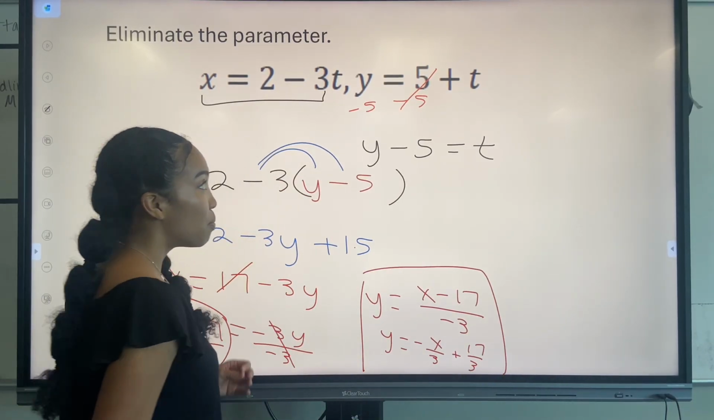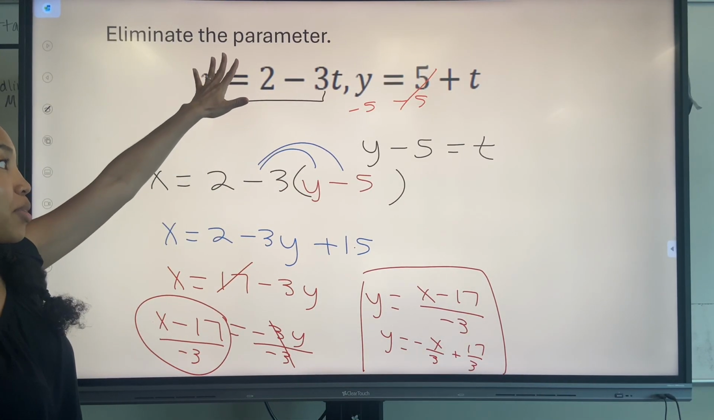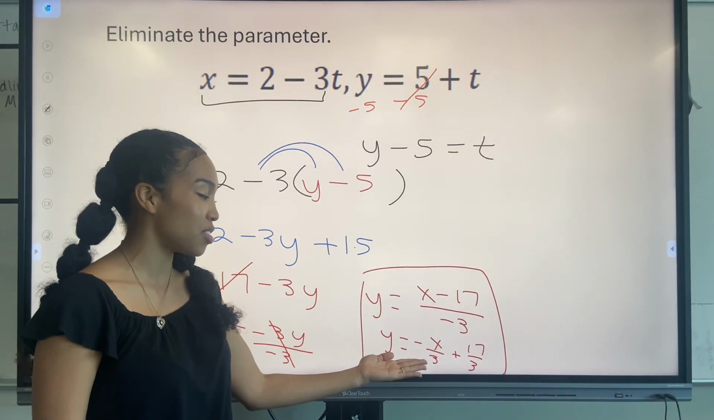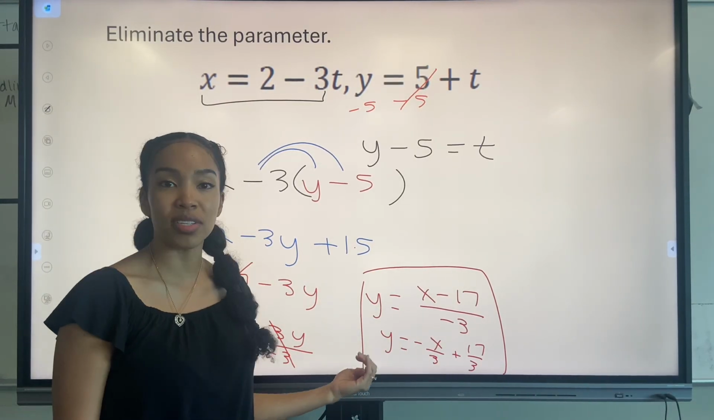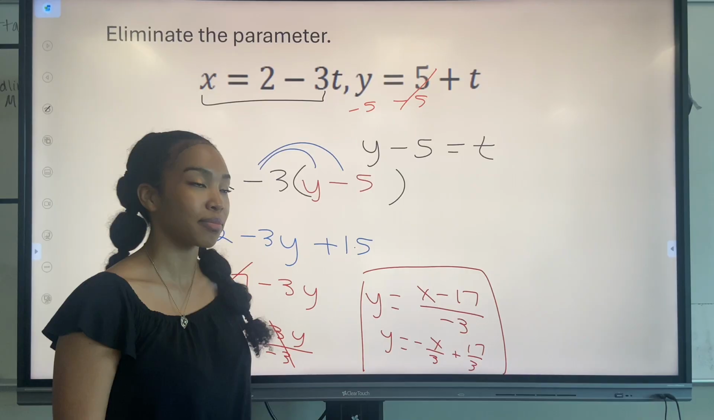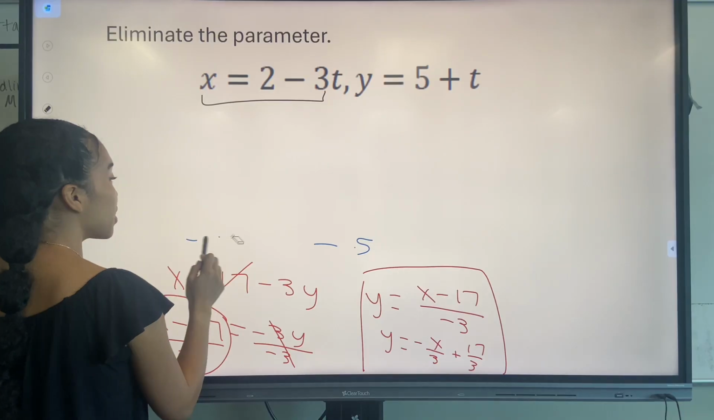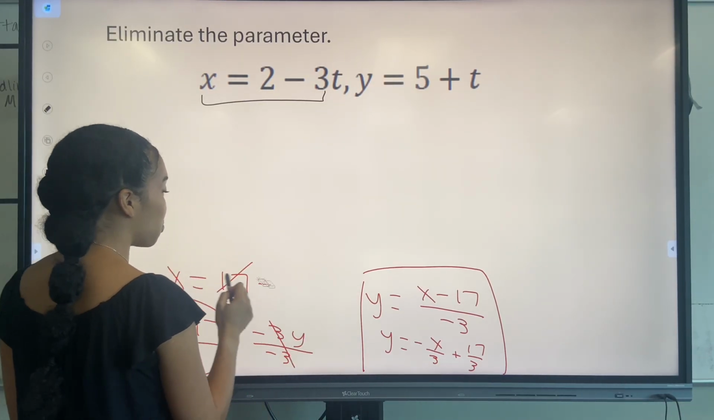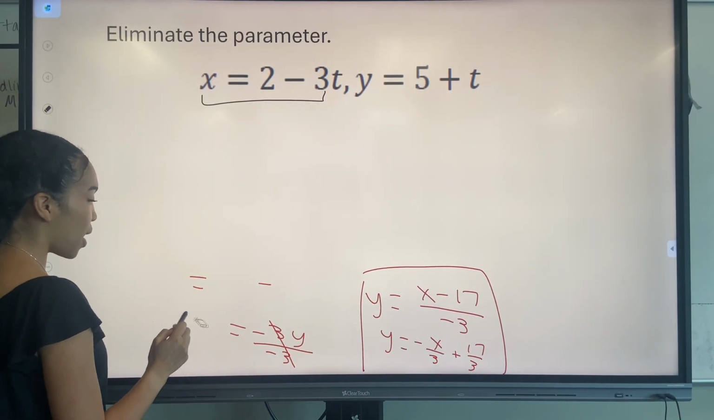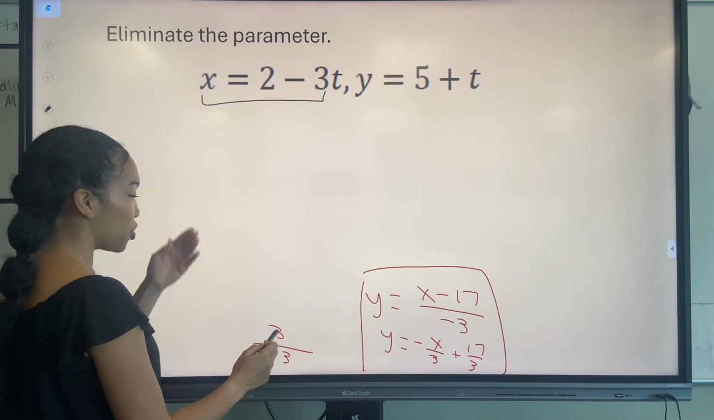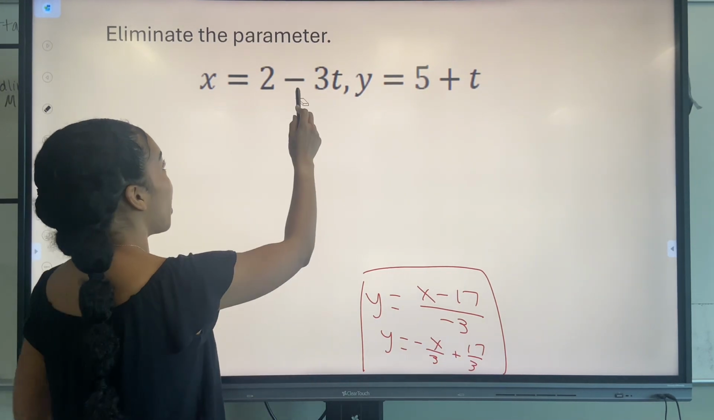Same thing. But notice I eliminated the parameter. I no longer have t's. You have an equation that you're used to seeing, y equals x. So what does a parameter look like? A lot of times t stands for the variable time. So as time changes, your x value changes as well as your y value.